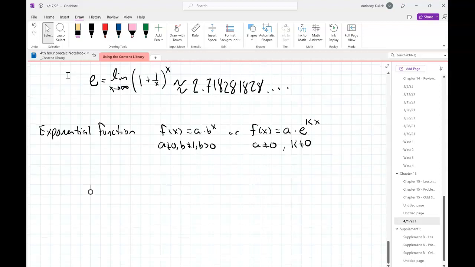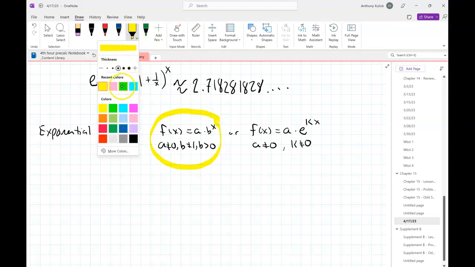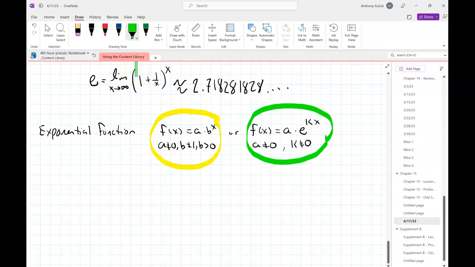So we have two different definitions for our exponential functions now, right? We have one that involves A and B, another one that involves A and K. Regardless of whichever way we want to write our exponential function, we can divide our exponential functions into two types. We can call them exponential growth and then exponential decay.